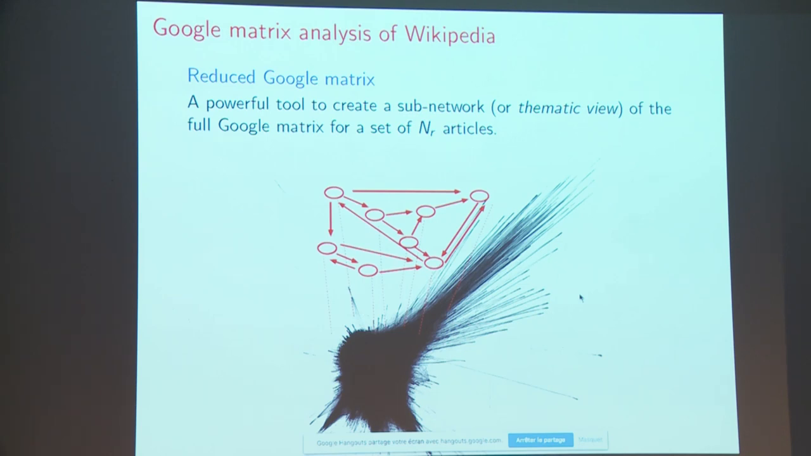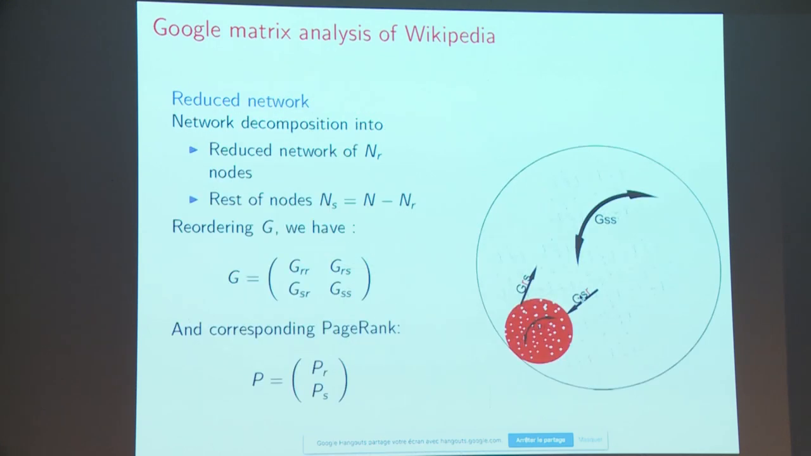Okay, thank you. So the little red circles here represent simply a subset of articles that I'm looking at. And then from that, we are building what Klaus has introduced earlier, which is the reduced Google matrix. So I'm just going to quickly go over it again. We consider here reduced networks of N_r nodes. Those N_r nodes are the ones which we are focusing on, for instance, those 40 painters or those 40 world countries. And we investigate the construction of a reduced Google matrix.